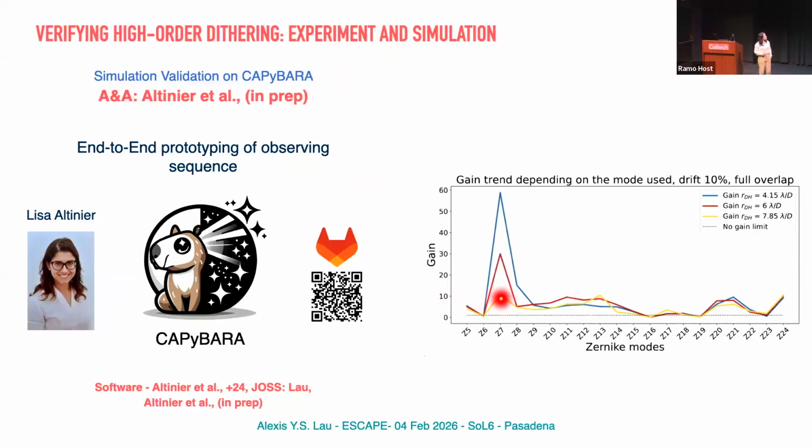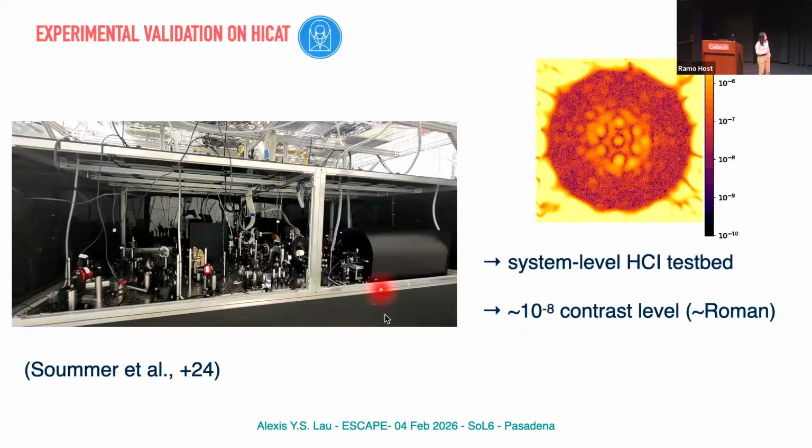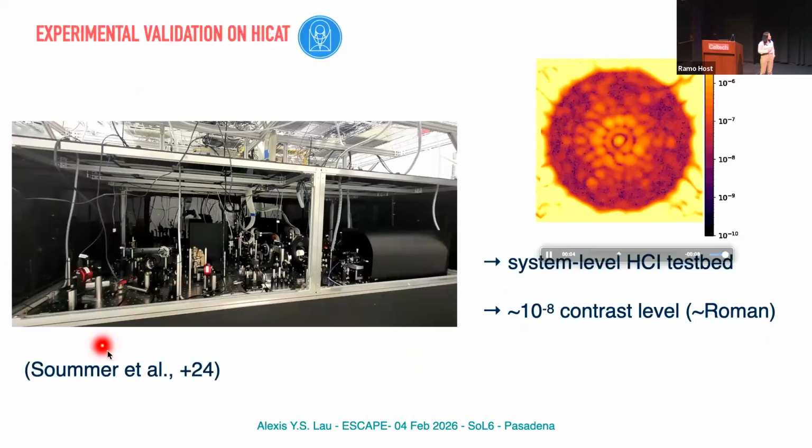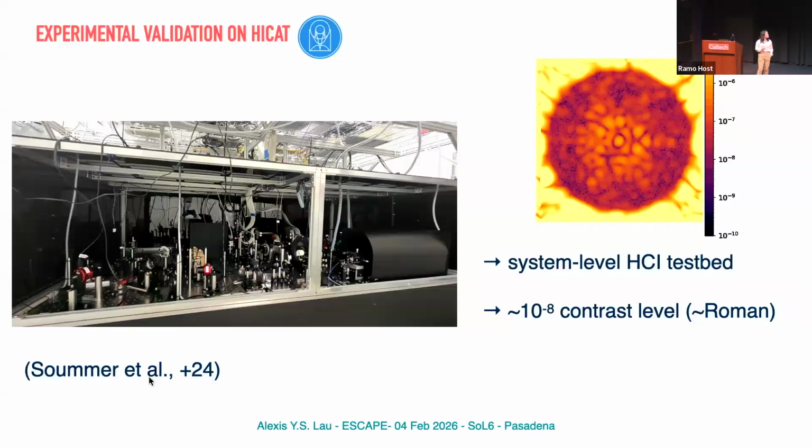The plot on the right-hand side showcases a representative study that she did during her PhD. So it's time to test whether it actually works on an optical system. To do that, we implemented the experimental sequence on a high-contrast imaging testbed called HiCAT. HiCAT is a system-level high-contrast imaging testbed operating at the 10^-8 level, similar to the Roman CGI context. So the idea is to bring the experimental validation even closer to the Roman context. Next, I will talk about how we mirror the experiments on HiCAT.